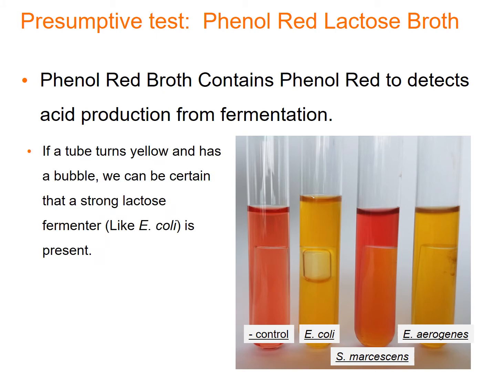That gives us a good indication that E. coli could be present, because E. coli will turn yellow and make a bubble. But I don't think that we can be positive that E. coli is present, because there could be other bacteria that also lead to the same phenotype in phenol red lactose broth tubes. Again, spoiler alert, there are other bacteria.